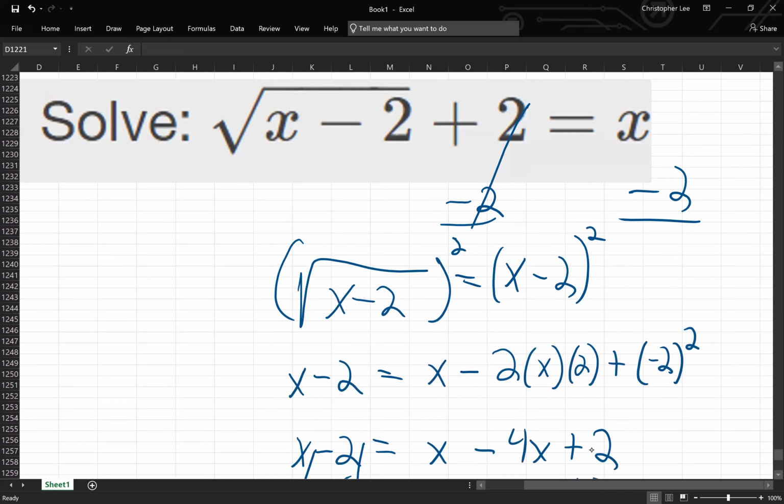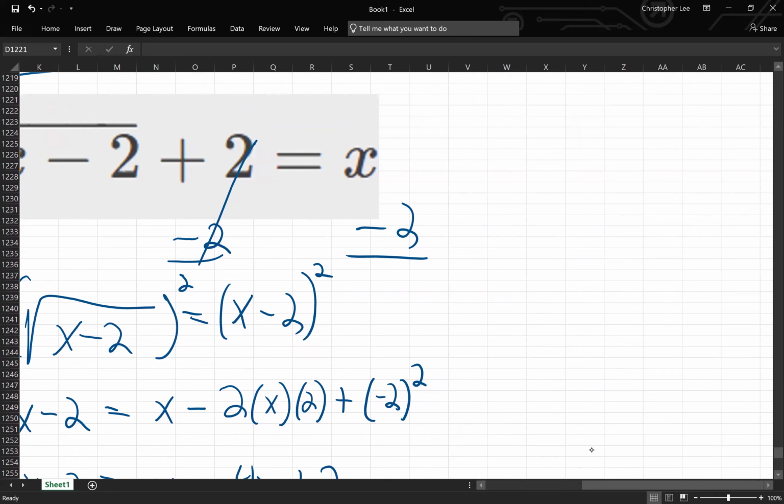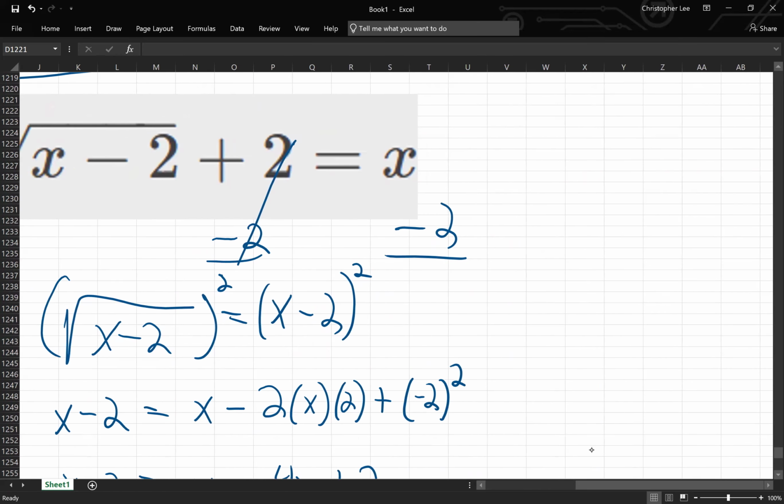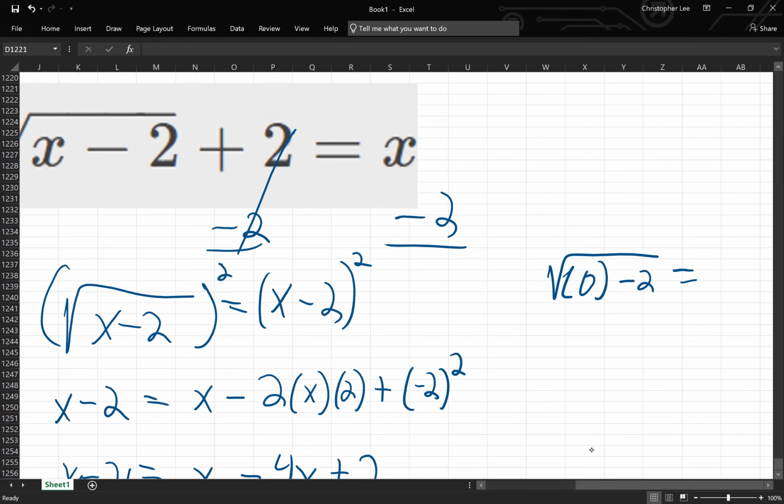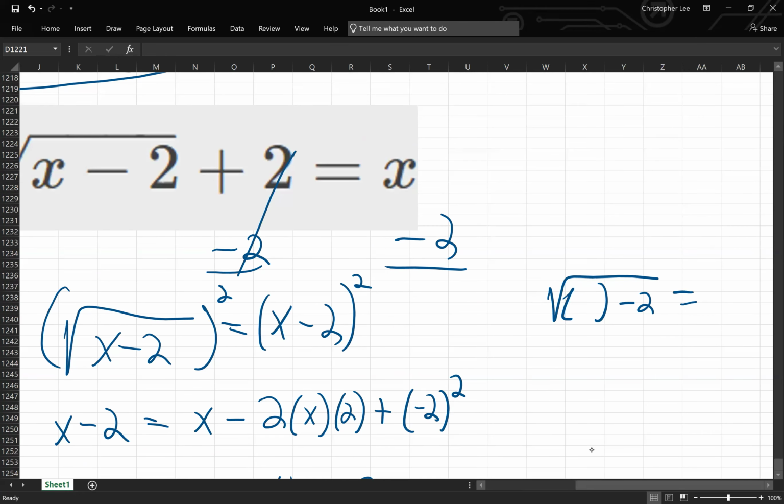But again, don't take it at face value. Plug it in, see what happens, right? So I have 1 minus 2, sorry, we have 1 minus 2 plus 2. So that should equal 1.